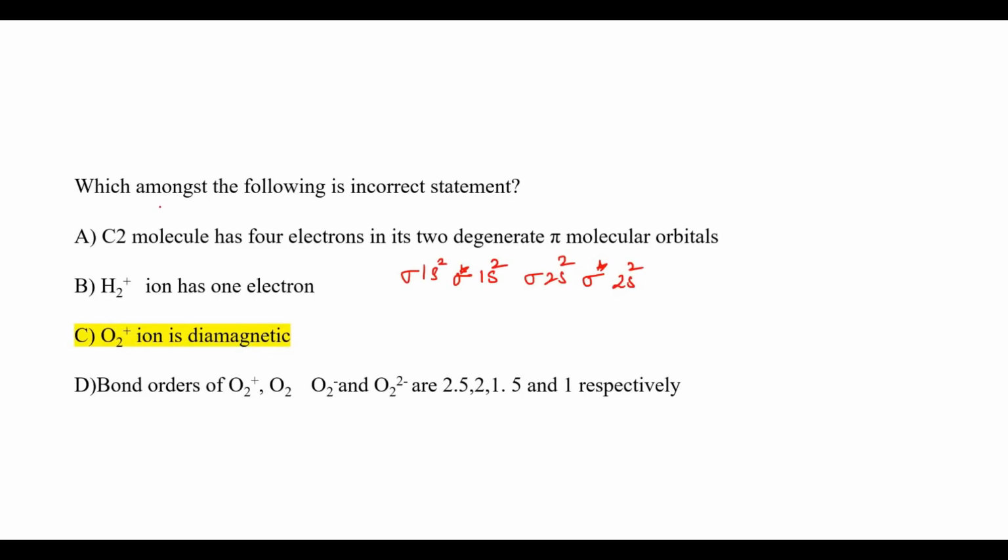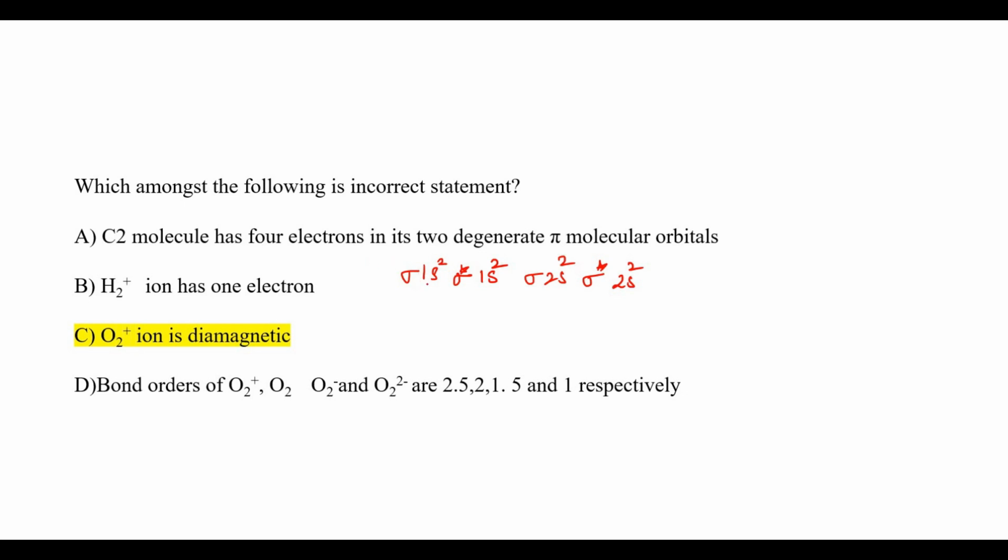Next, the second question is: which amongst the following is the incorrect statement? There are four statements given. Statement A is: C2 molecule has 4 electrons in its 2 degenerate pi molecular orbitals. Let us see the electronic configuration of the C2 molecule.